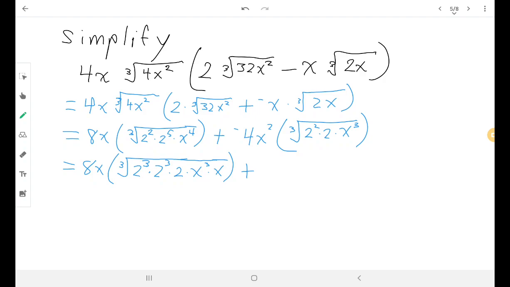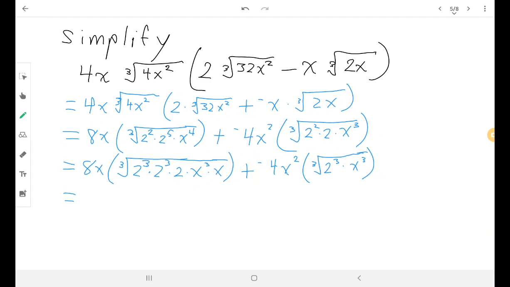So then plus negative 4x squared times, and this one's going to be even easier, right? The cube root of, and 2 squared times 2 is 2 to the 3rd. That's 3 2's all together, times x to the 3rd. So that'll come out really nice, right?